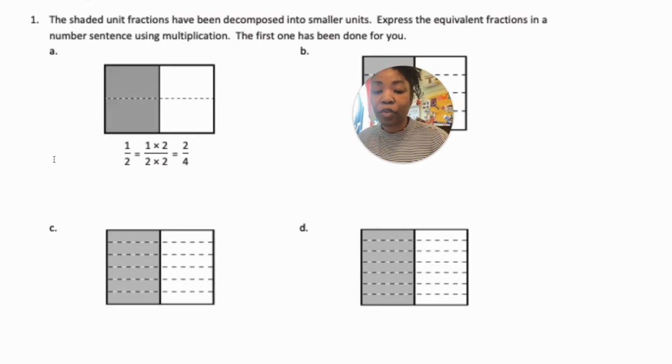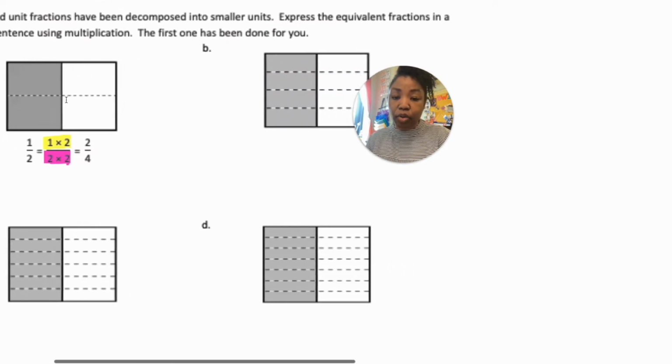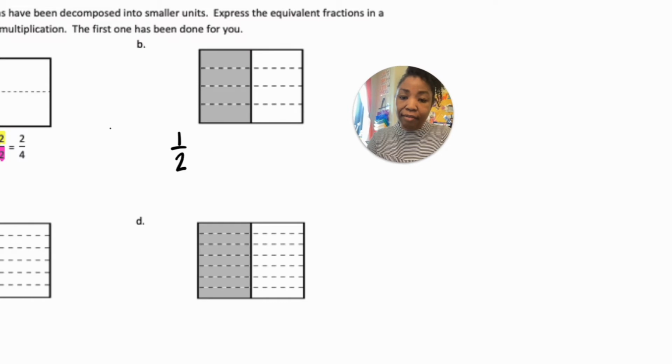So for this first one, we have one shaded out of two. That's 1/2. We made 2 rows. We decomposed that 1/2 into 2 rows. So the number of shaded parts doubled, right? It went from 1 shaded part to 2 shaded parts. That's 1 times 2. Similarly, the total number of parts also doubled. It went from 2 parts to 4 parts. That's 2 times 2, which is 4. So 1/2 equals 2/4.